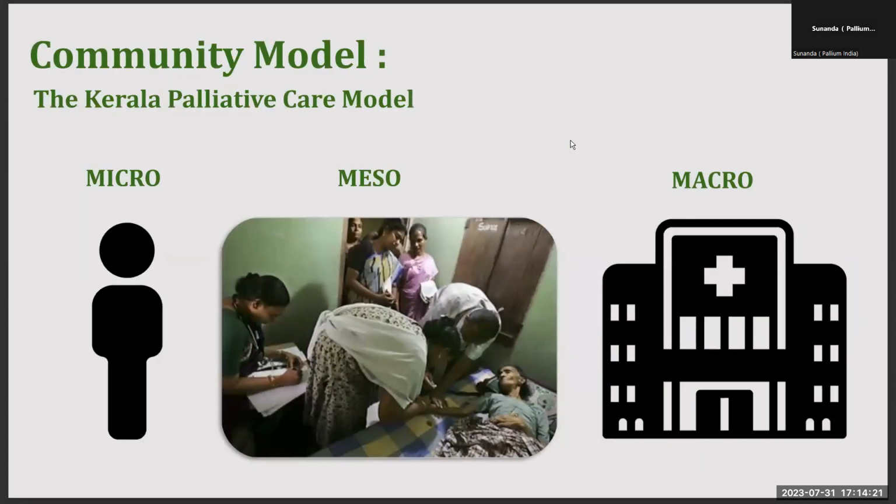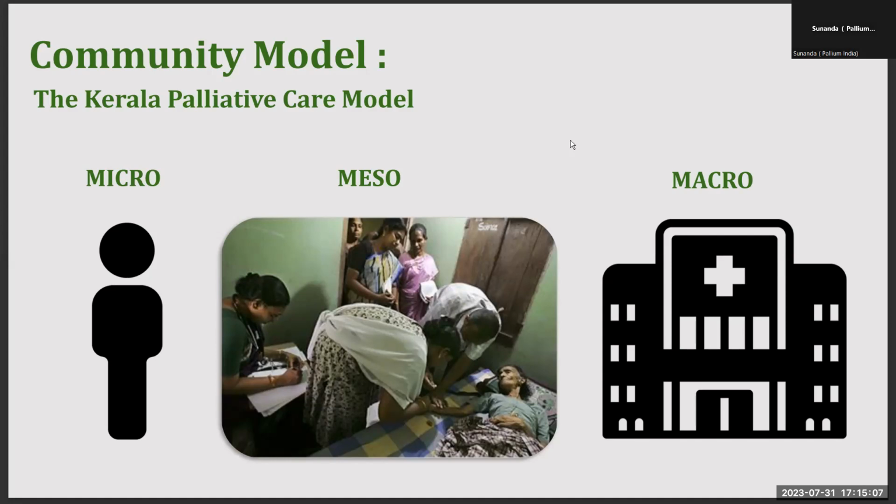Now I was just talking to you about how the community model works. This one is about the Kerala palliative care model, where you can see there's a micro, meso, and macro. The meso is a bridge between the micro and the macro. The micro here is actually the patient, and the macro is a hospital which they are sometimes not able to reach, so that is why the meso component is the bridge. You can see a team in that picture, taking some details and attending to the patients. So this is the setup.